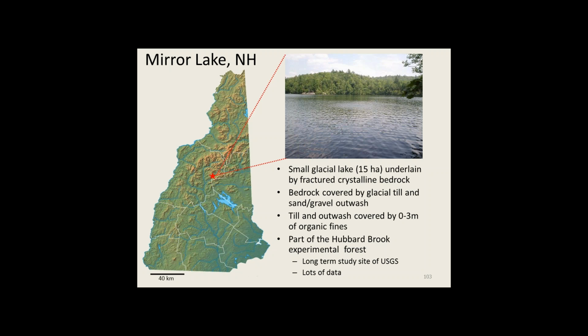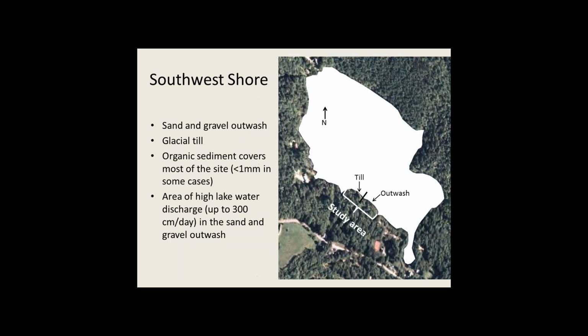And Mirror Lake is a small glacial lake. It's underlain by fractured crystalline bedrock. Over that bedrock, it's covered by glacial till and glacial outwash, which is like sand and gravel. Then this till and outwash is covered by organic sediments. You walk around the lake and you can see these fine leaves, all kinds of little things. Closer to the center of the lake, it's really thick. Closer to the edge of the lake, it's real thin. But it turns out this affects seepage, at least locally. So we're going to find out about that.